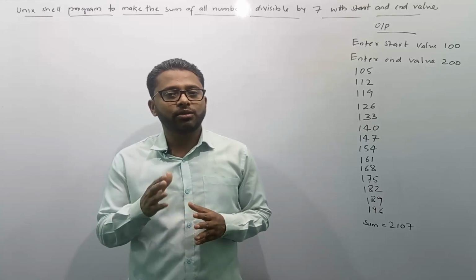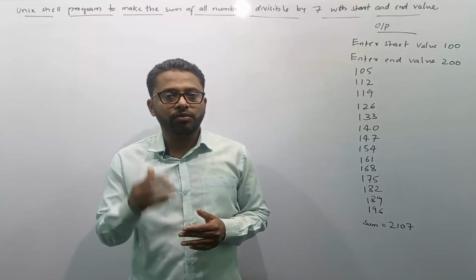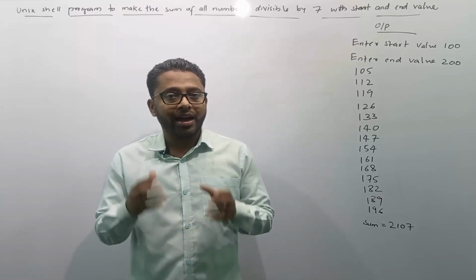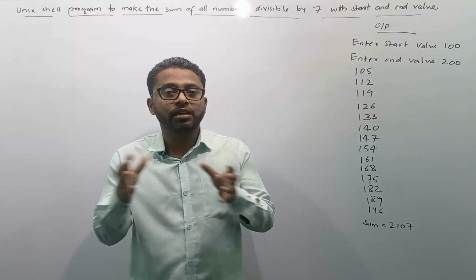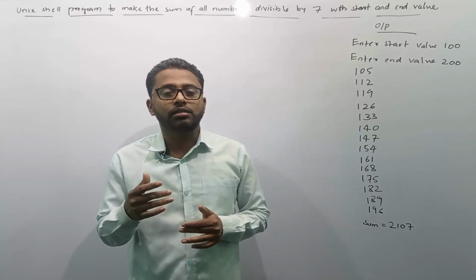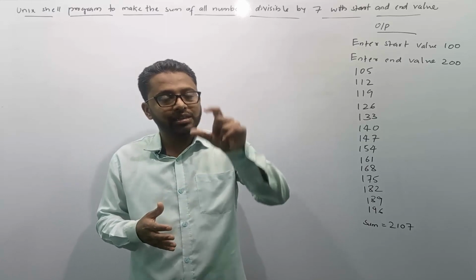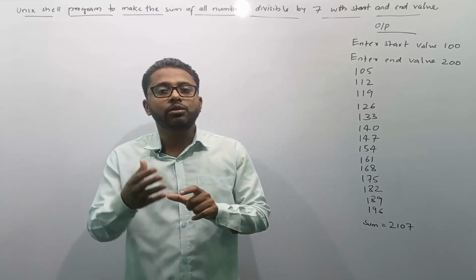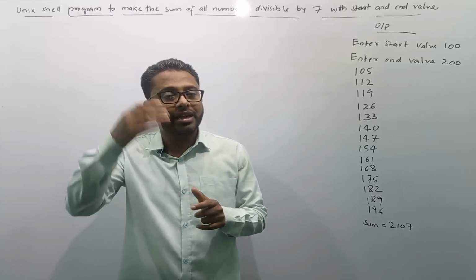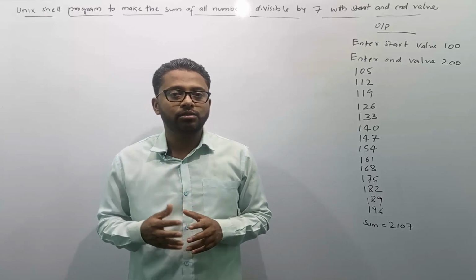In today's video, we are going to discuss writing a shell program to make the sum of all those numbers which get divisible by 7, and those numbers should come within a range. That means when the program gets executed, you should ask the user to enter the starting point and end point, and within that starting and end you need to find out what are those numbers which get divisible by 7, and you need to make the sum of those numbers. Okay, so this program we are going to discuss in today's video.